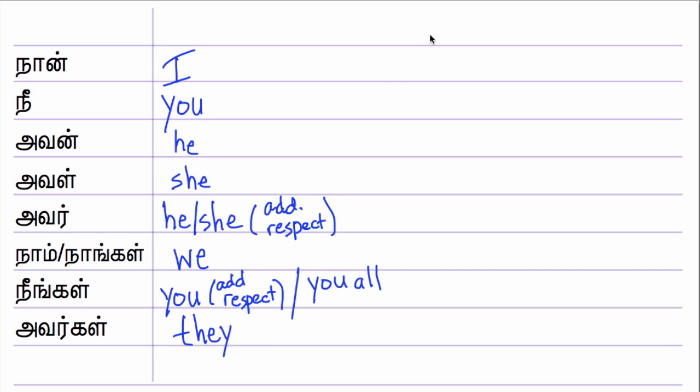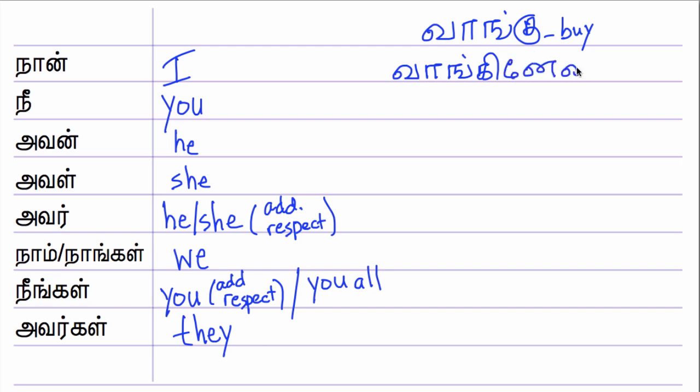Okay, so if we have the verb vangu, which means buy, how would you say I bought? And the way you would say it is nan vanginen. So we'll go through how to conjugate vangu with several of these pronouns, and we'll stop and take a look at what we're getting. So vanginen. Nee, you bought, would be nee vanginai. He bought, avan vanginan.